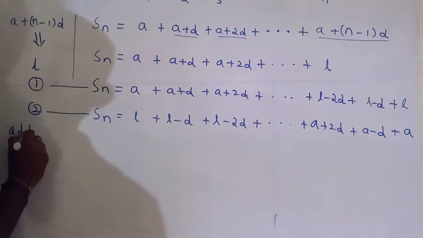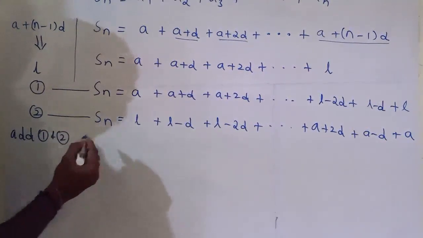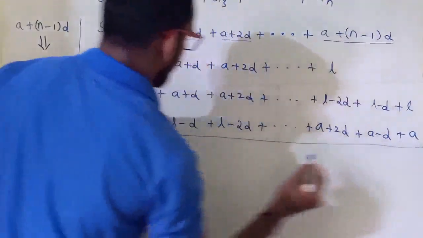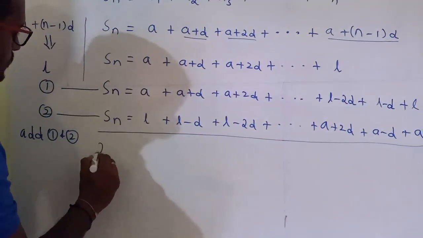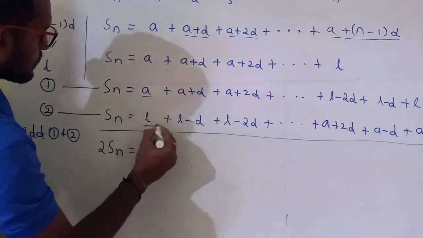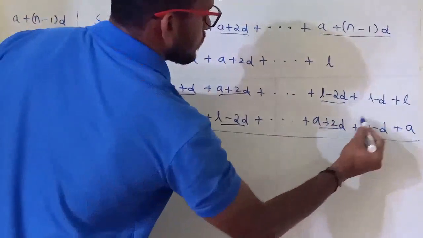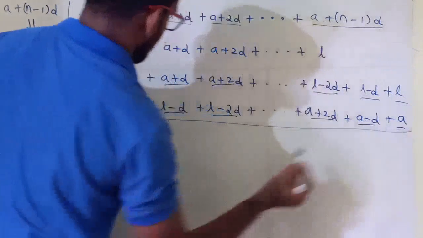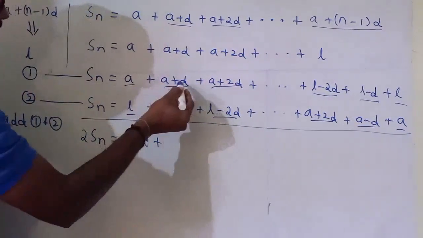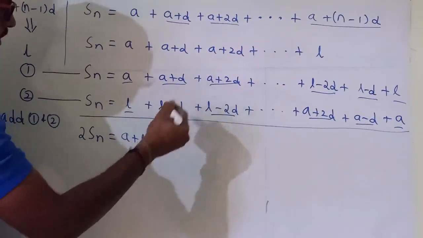Now add 1 and 2. If I add 1 and 2, what am I going to get? Sn plus Sn, it's 2Sn. Let's add these terms: a plus l, similarly these two, and similarly these two. This and this gives a plus l. Plus d and minus d cancel each other.